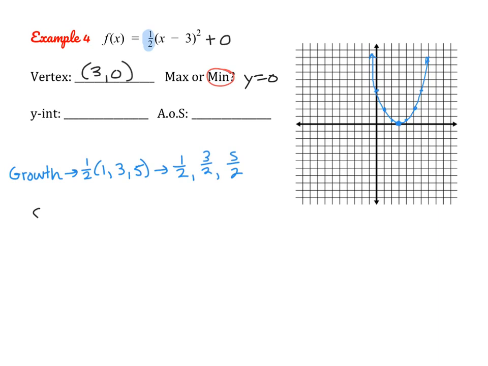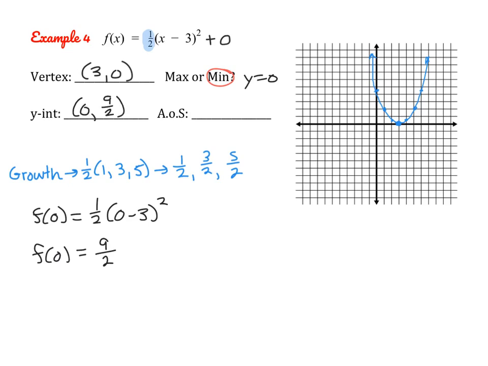Let's find our y-intercept. Remember, we always find the y-intercept by setting x equal to 0. So 1/2 times 0 minus 3 squared. Be careful here, 0 minus 3 is negative 3, but when we square it, it becomes positive 9. So we have positive 9 divided by 2, which is simply 9 over 2. So our y-intercept is at 0, 9 over 2, which is right here. 9 over 2 is 4.5. So you can see that our graph matches what our y-intercept should be.